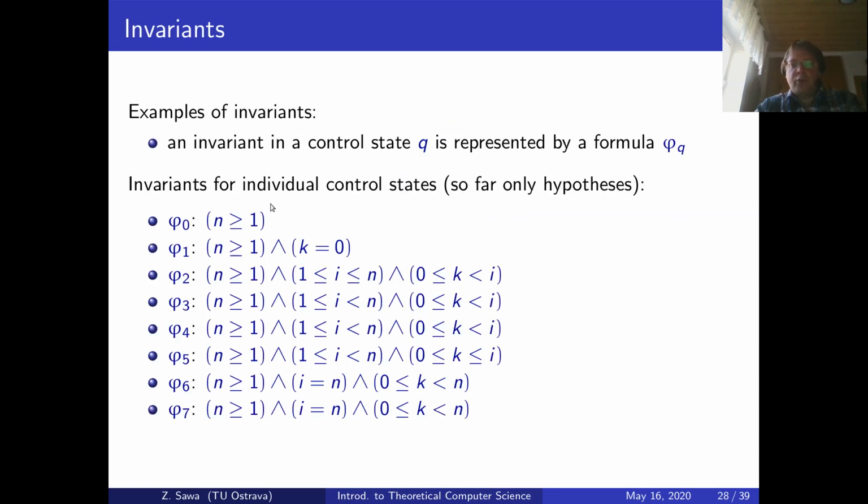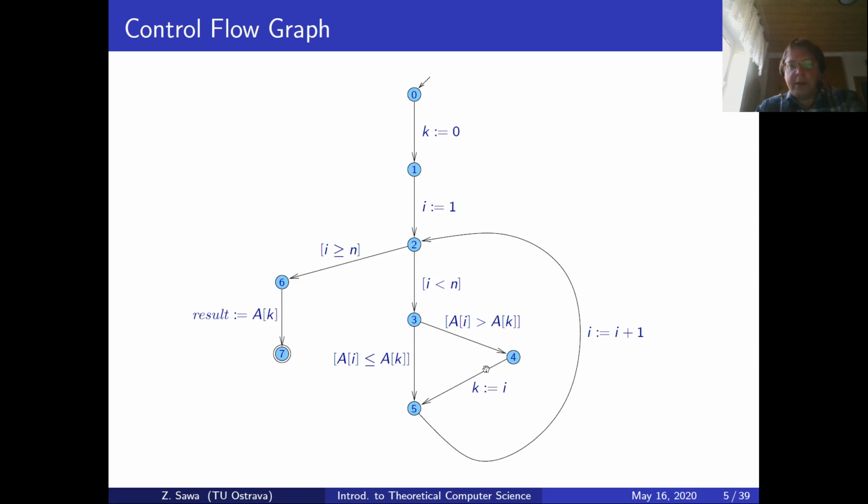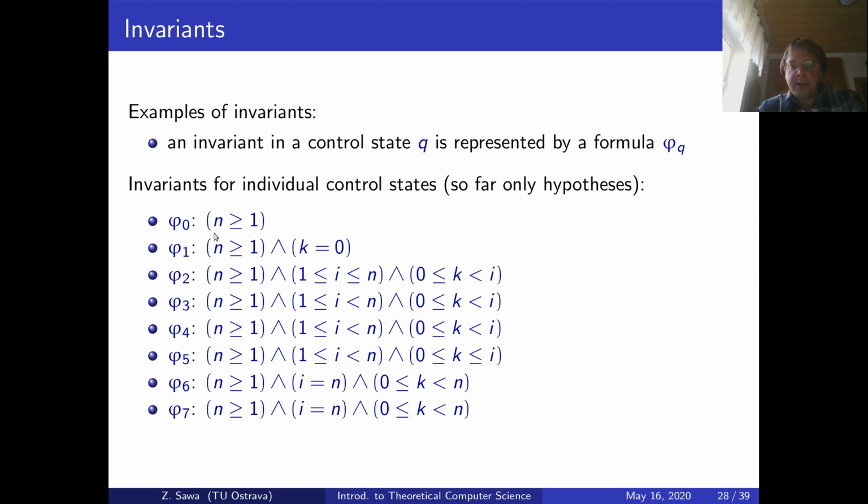So at the beginning we are sure that n is greater or equal to 1, and if we take a look at the graph, this value n is never assigned. We never assign anything to variable n, so it remains the same during the computation. So this invariant will hold until the end.